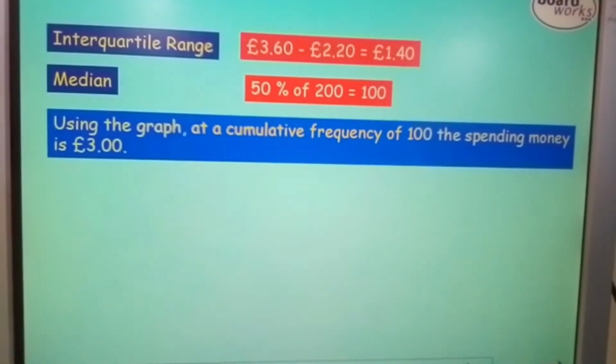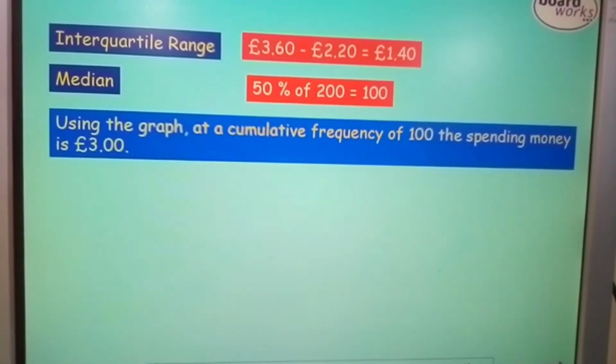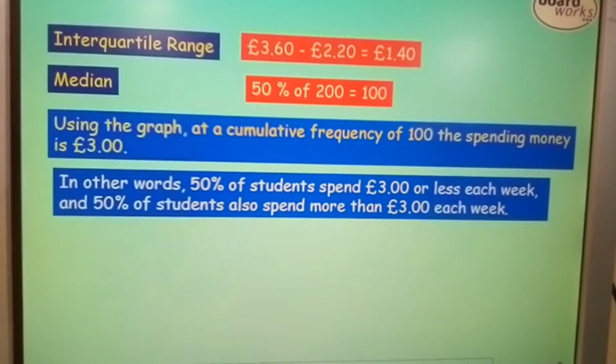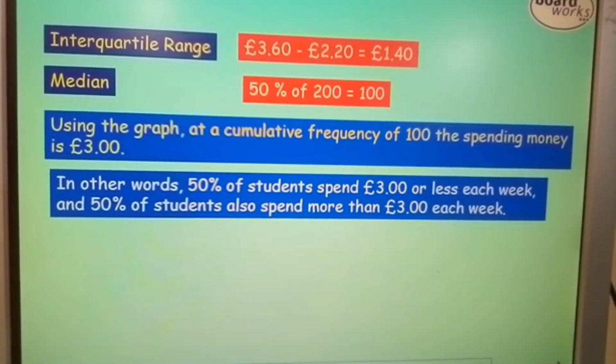And here it's just telling you now what's happening in respect of the graph, so you can read that for yourself. In other words, 50% of students spend £3 or less each week, and 50% of students also spend more than £3 each week.